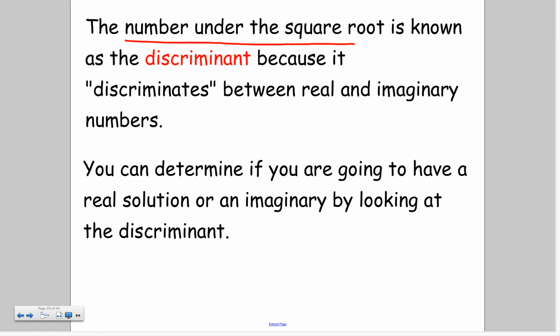I can determine if I'm going to have a real solution or an imaginary one just by looking at that discriminant. If it gives me a positive, I've got real. If it gives me a negative, and I'm going to take the square root of a negative, I'm going to have imaginary numbers.